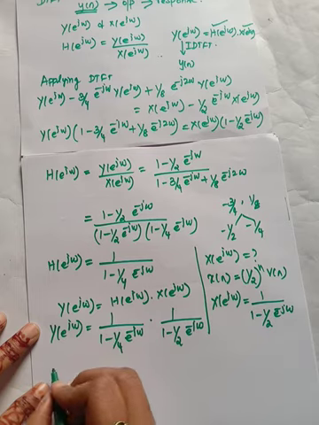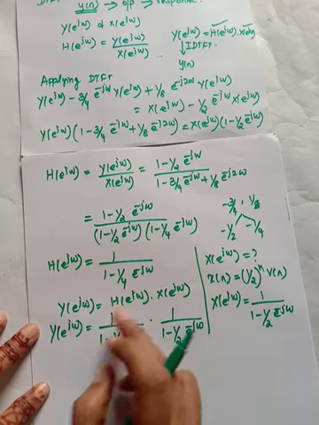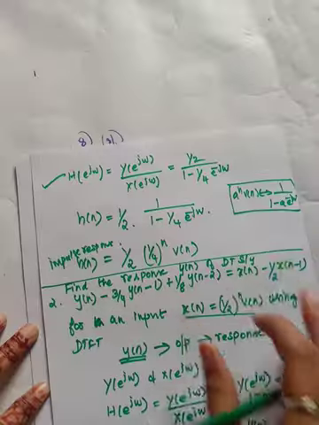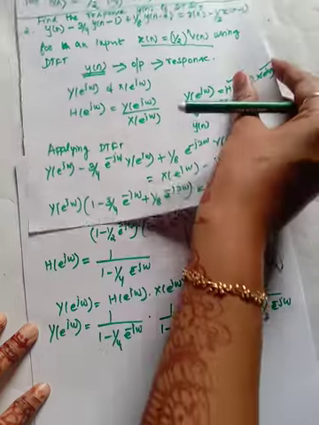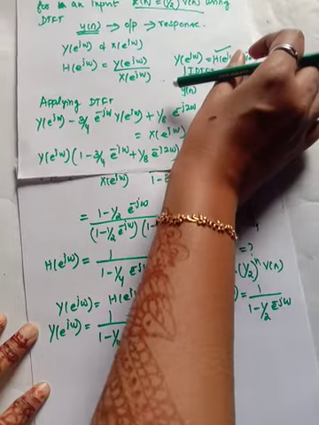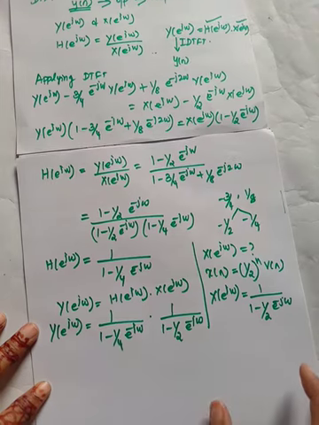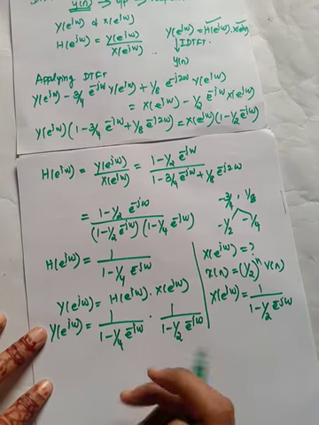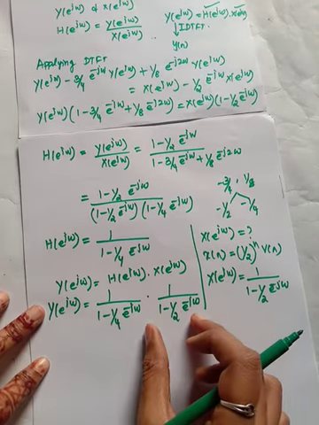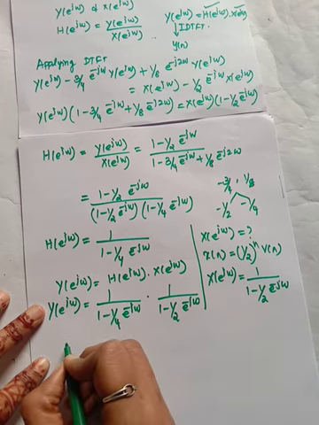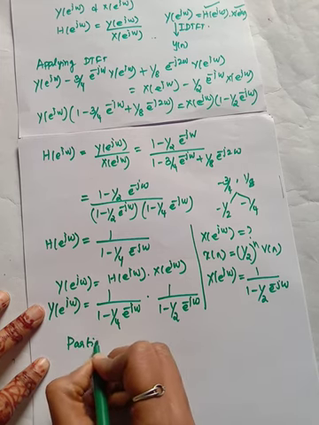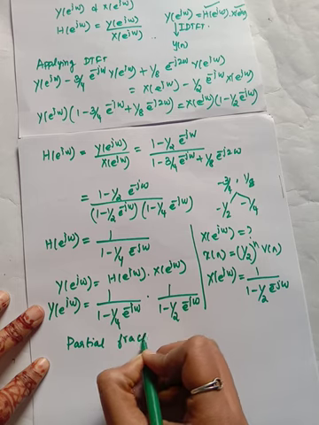Now here if I want to find y of n, I can apply this formula directly. But here it is in the product term, right? So what I need to do is convert it into a summation so that I can apply this formula separately. So using partial fractions, I am going to apply this.